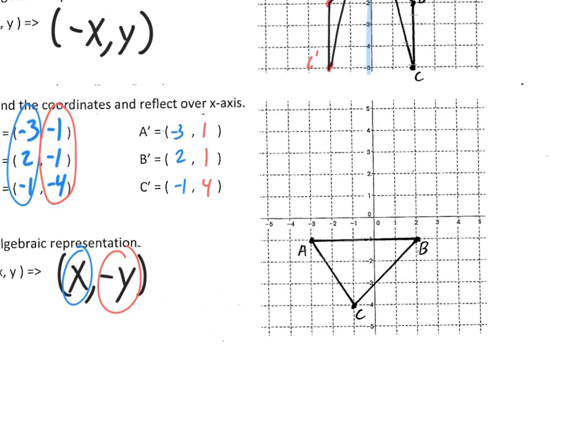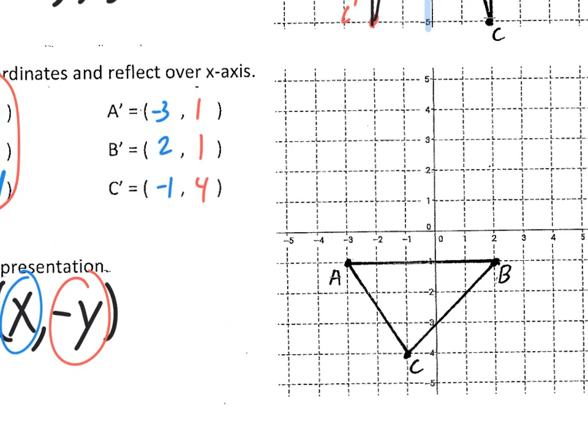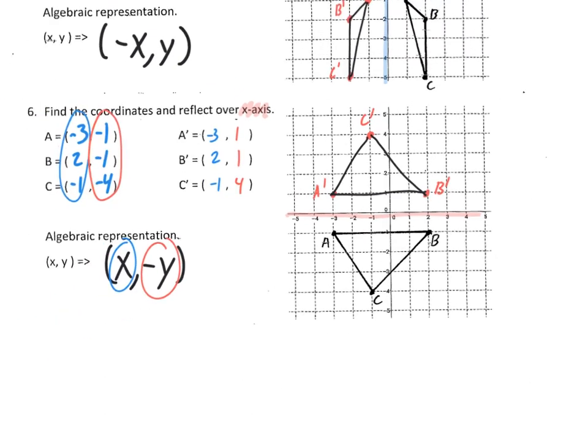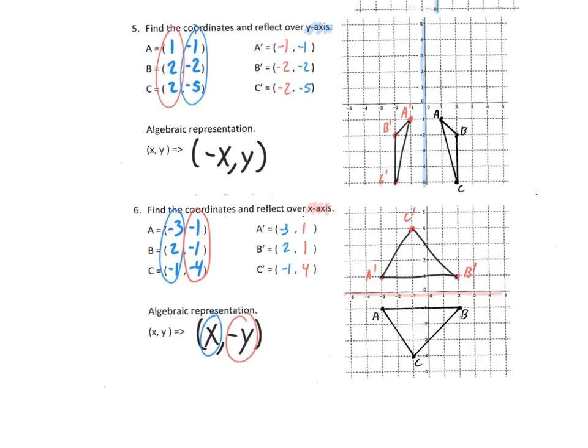I'm going to come over here and I'm going to graph these out. And just a reminder that we are going over the x-axis. So we should be going across right here. Now, I'm going to go ahead and plot these points. Negative 3, positive 1 is going to be my A prime. 2, 1 is going to be my B prime. And negative 1, positive 4 is going to be my C prime. Connect the dots. And let's see, I get the exact same image as before, just across the x-axis instead.